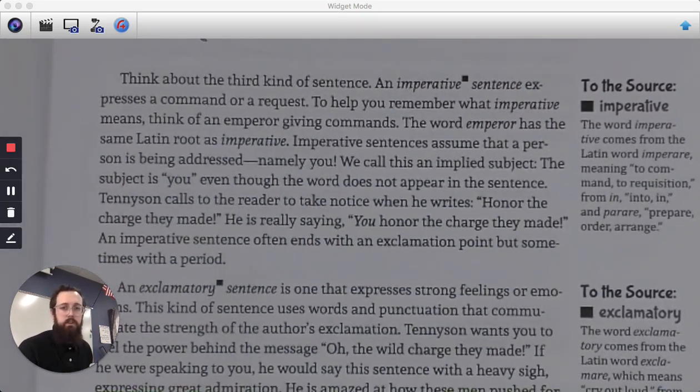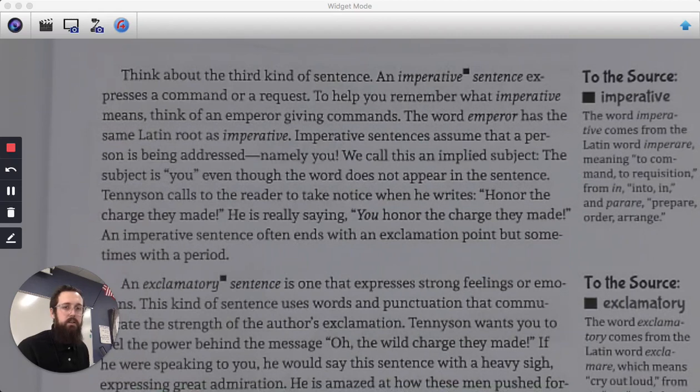Think about the third kind of sentence. An imperative sentence expresses a command or a request. To help you remember what imperative means, think of an emperor giving commands. The word emperor has the same Latin root as imperative.